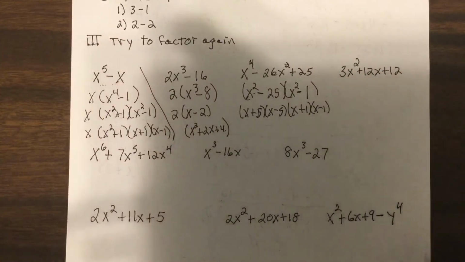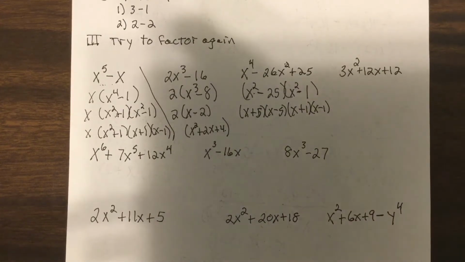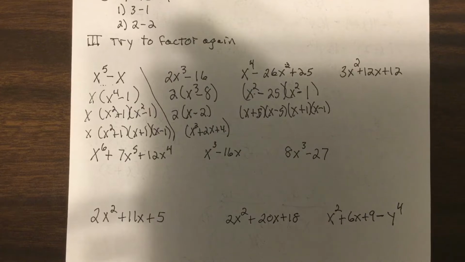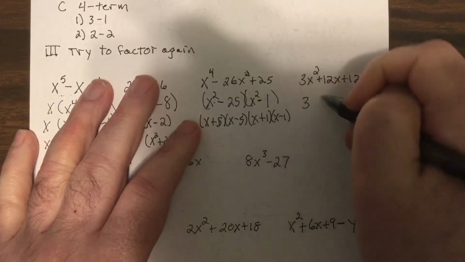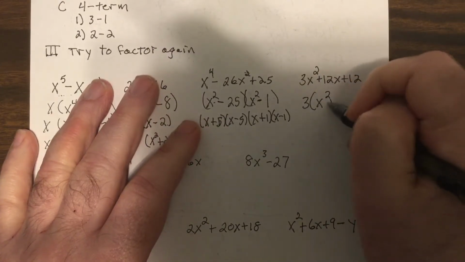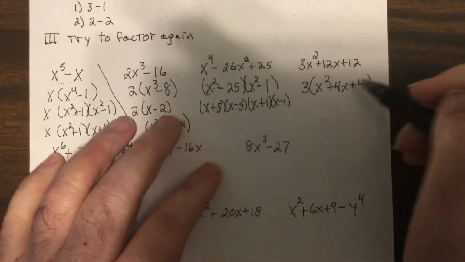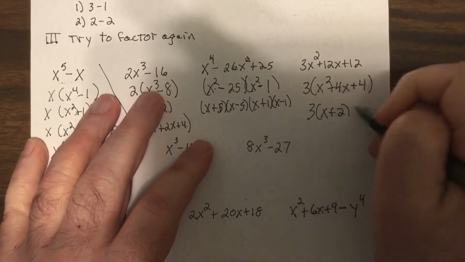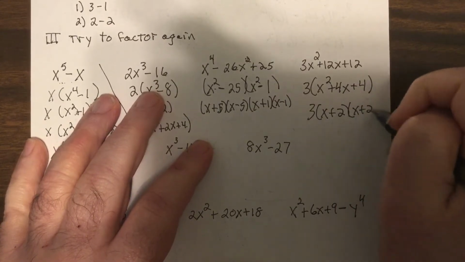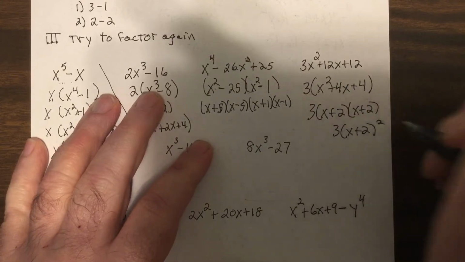Now, we're actually going to learn third quarter that the highest power tells you how many of the answers there are. Now, you may not be able to find them all, but it does tell you that. Here, GCF is 3. So factor it out. So factor this up. It'd be x plus 2, x plus 2. So it'd be 3 times x plus 2 squared.